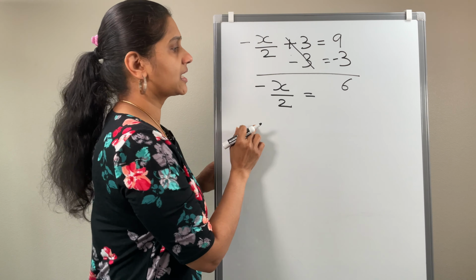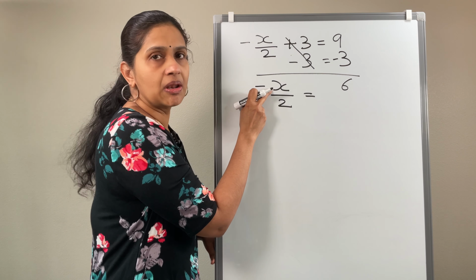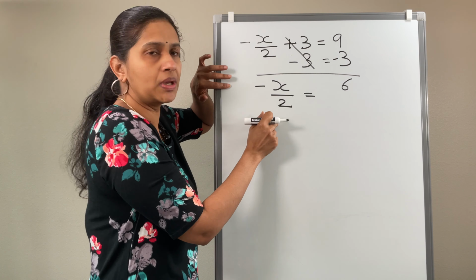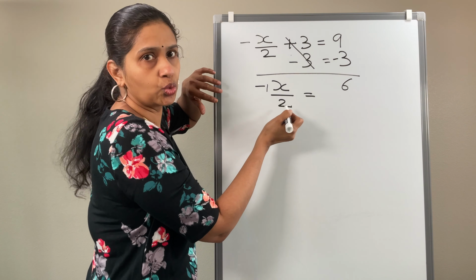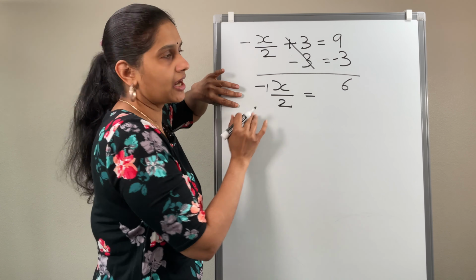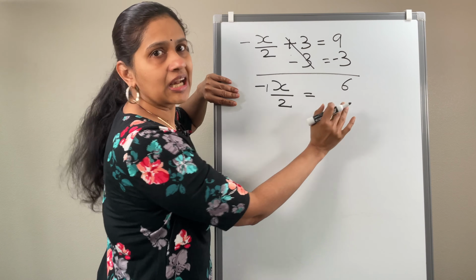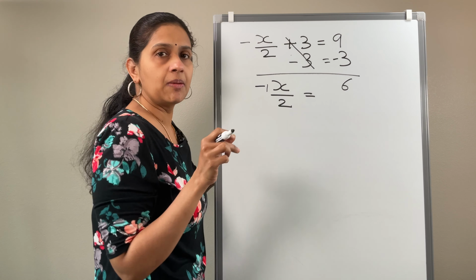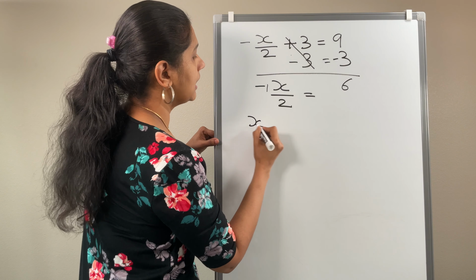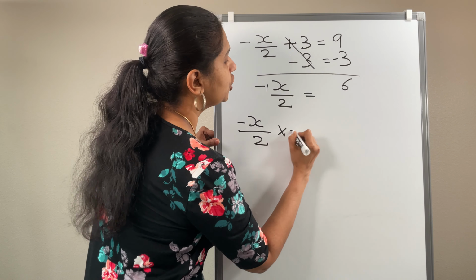Now, what is the second step? To isolate this variable x, what do we have? Minus 1 by 2. Minus x by 2 means minus 1x by 2. So, minus 1 by 2 x is available on the left side and 6 is available on the right side. So, to isolate this variable x, now what we need to do? We have to multiply times negative 2.